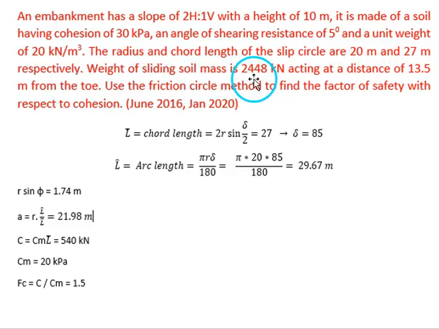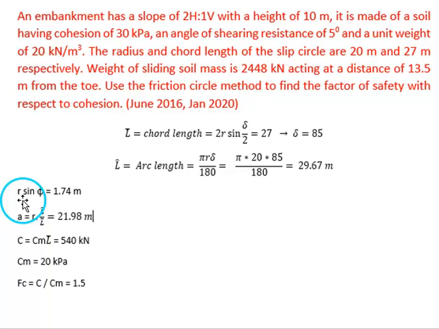Weight of sliding soil mass is given as 2448 kilonewton, which is acting at a distance of 13.5 meter from the toe. Use the friction circle method to find the factor of safety with respect to cohesion. So here chord length is given, arc length is given. So from the chord length we can find the value of delta, and from the radius we can calculate the arc length.